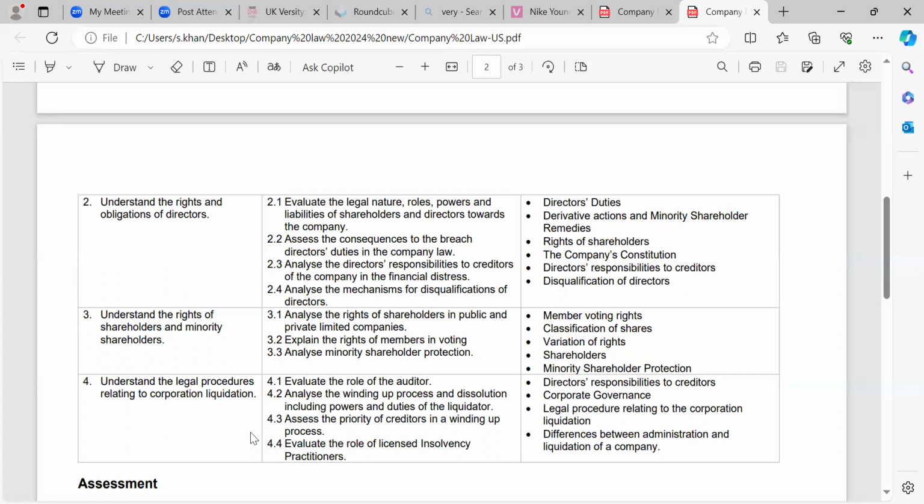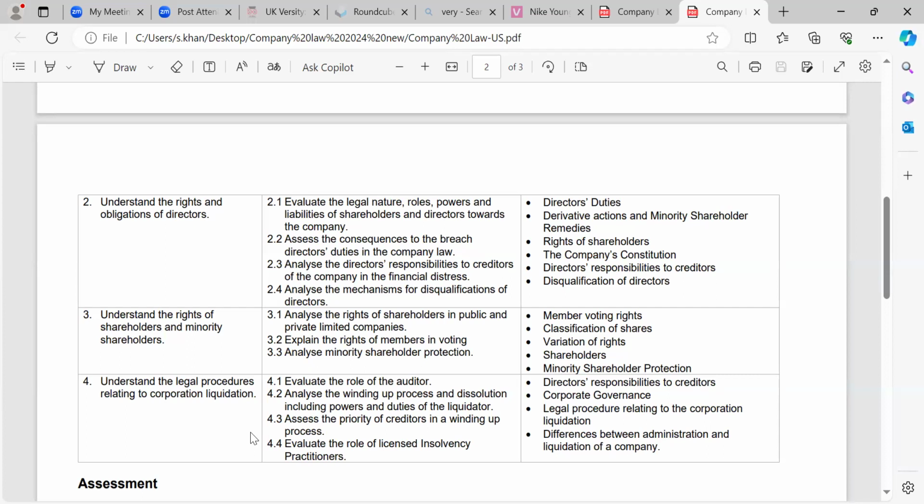Okay, now we're going to go on to learning outcome 4. And in learning outcome 4, we're looking at understanding the legal procedures relating to the corporation liquidation. The indicative content would look at directors' responsibilities to creditors, corporate governance, and the legal procedure relating to corporation liquidation, the differences between administration and liquidation of the company.